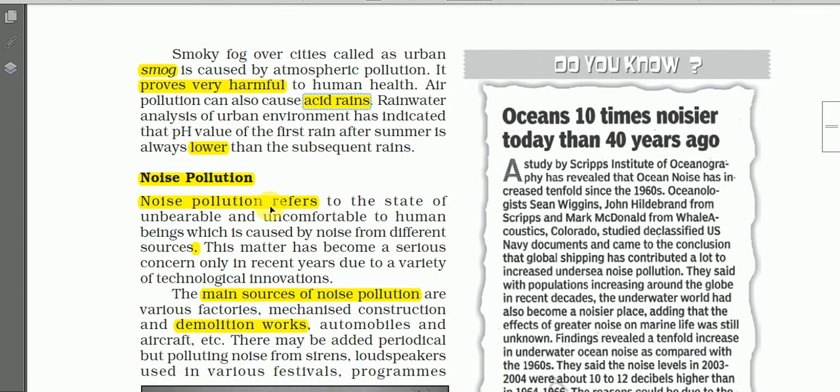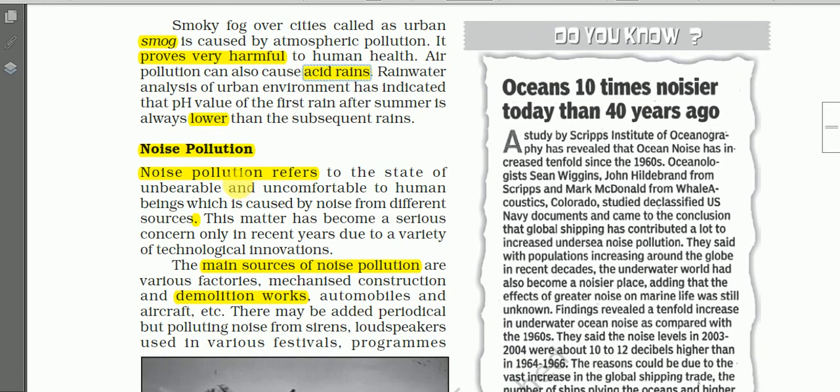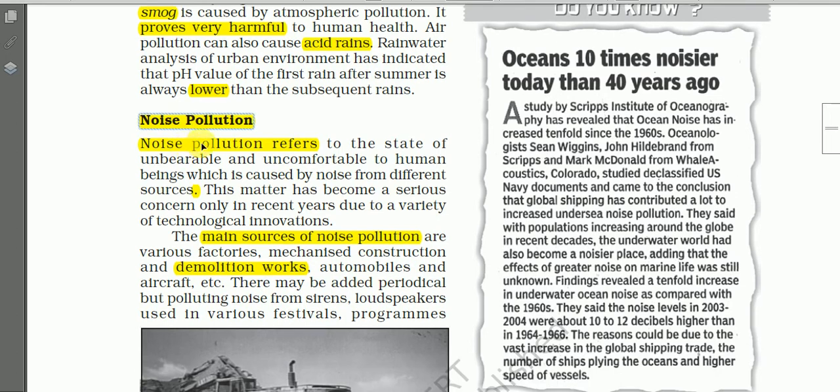Okay, let us proceed. Next, we have another type of environmental pollution, that is noise pollution. Noise pollution refers to the state of unbearable and uncomfortable conditions for human beings which is caused by noise from different sources.